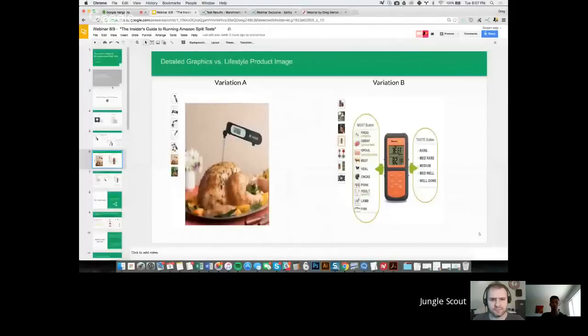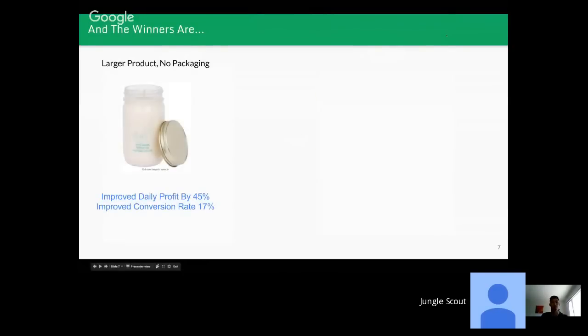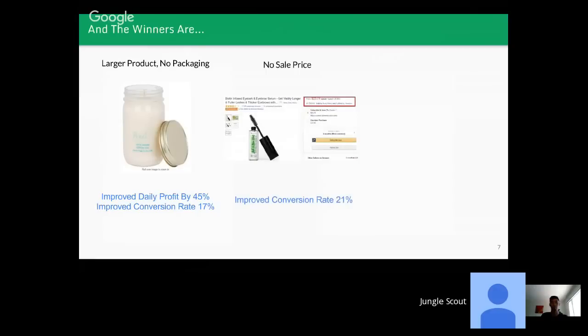And then, yeah, let's go ahead and take a look at the results here, and then we can talk about why we think it did so. So the winner is the larger product with no packaging. This improved the daily profit by 45%. Only 35% of the crowd thought that this one would win. The other 65% thought the other one would win.